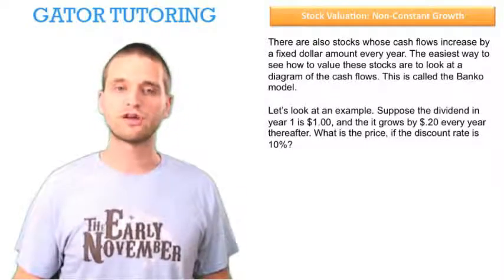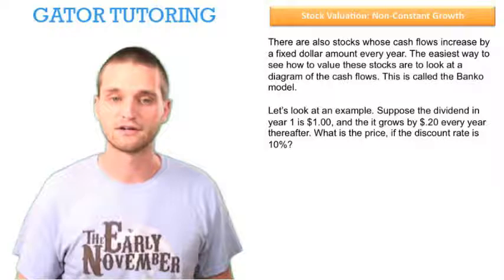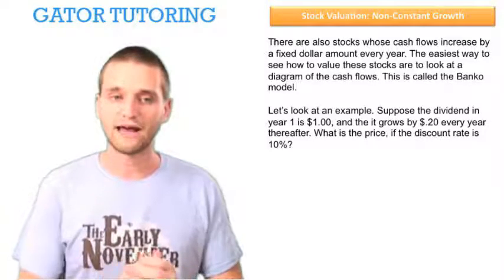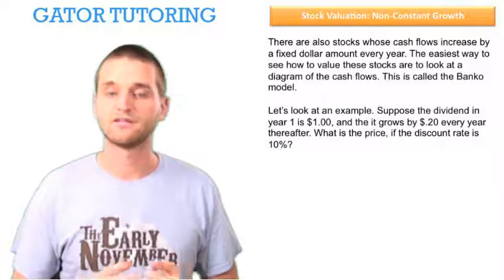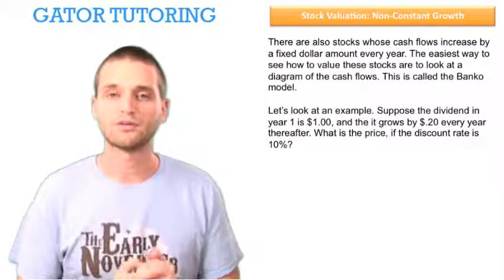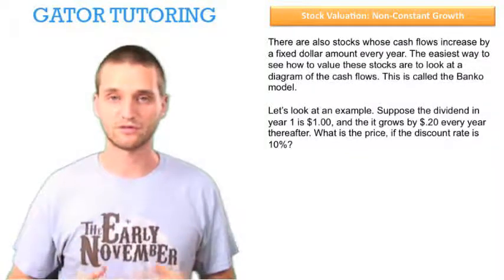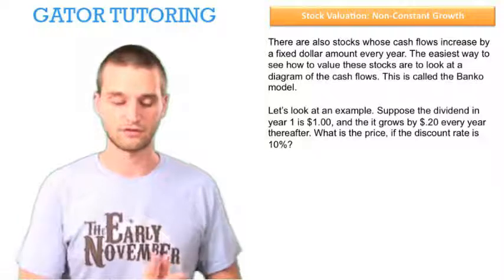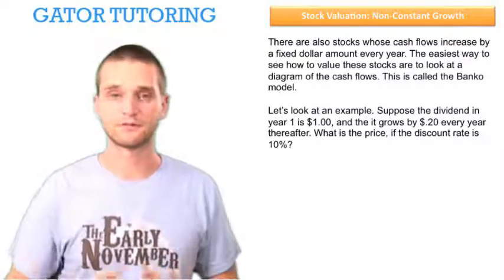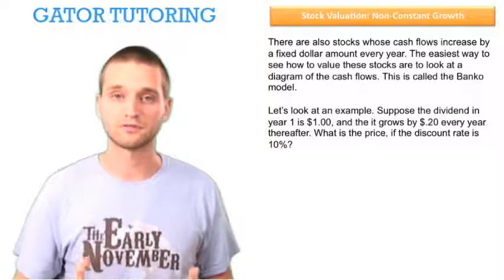Now there are also stocks whose cash flows increase by a fixed dollar amount every year. The easiest way to see how to value these stocks is to look at a diagram of the cash flows. This is called the Banco model. So basically, maybe instead of your dividends growing at a constant rate of 6%, they grow by 50 cents every year, starting in the first year and going on forever. So that's just a fixed dollar amount by which the stocks are growing, as opposed to a fixed percentage.